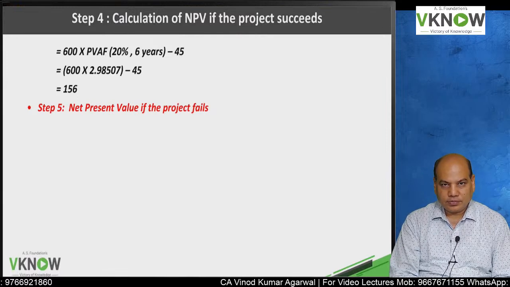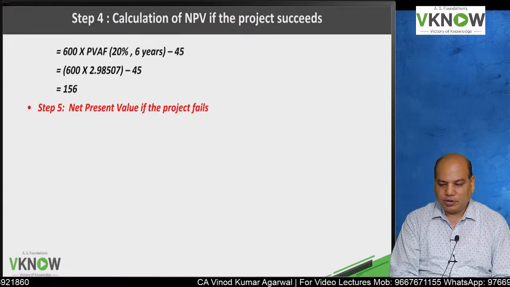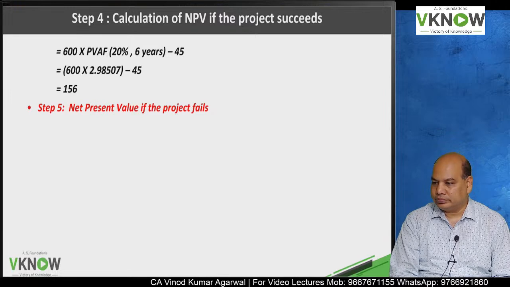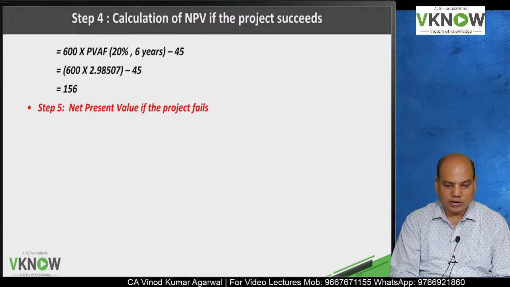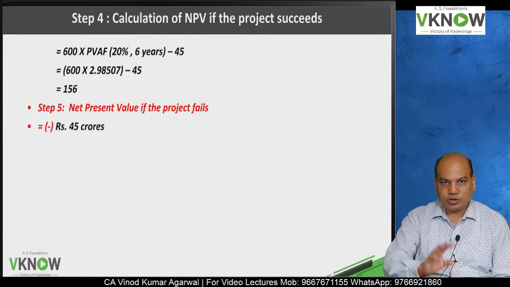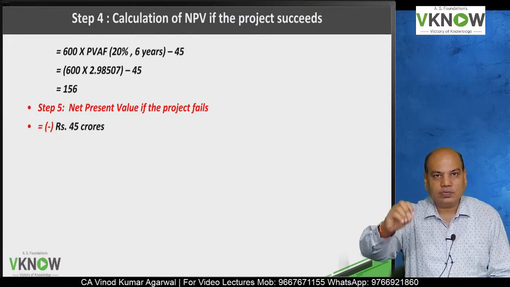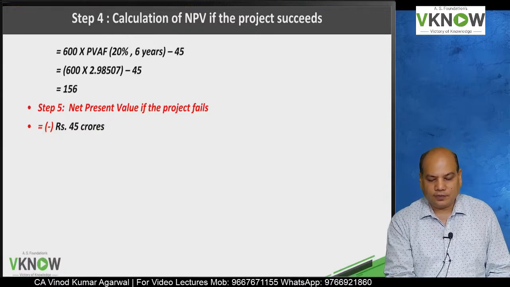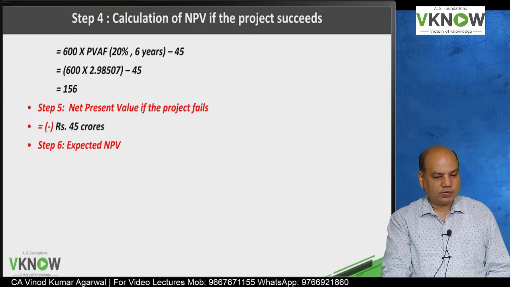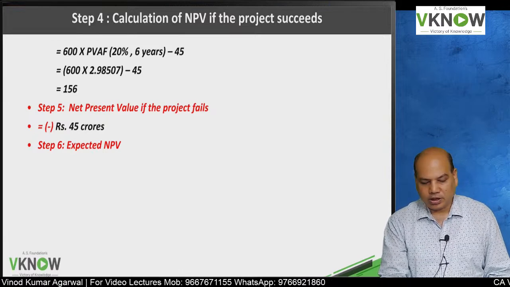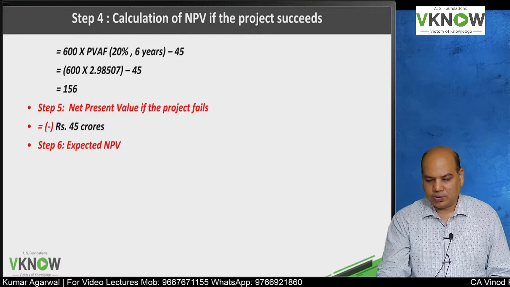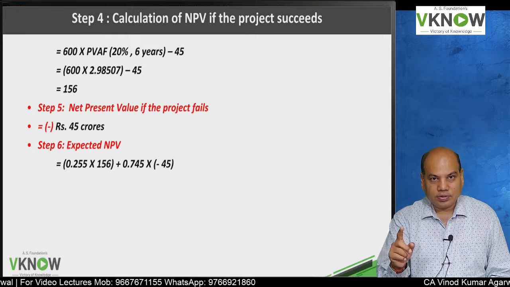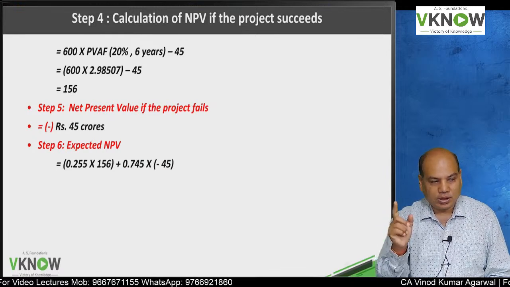Step number 5. NPV if the project fails. If the project fails, your initial investment would be a loss. You will not get anything. So my loss will be 45 crore, and therefore expected NPV. You have computed probabilities. You have computed NPVs. Multiply the two.